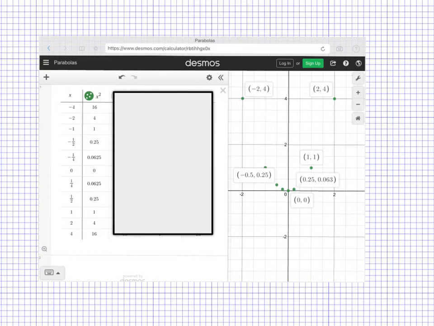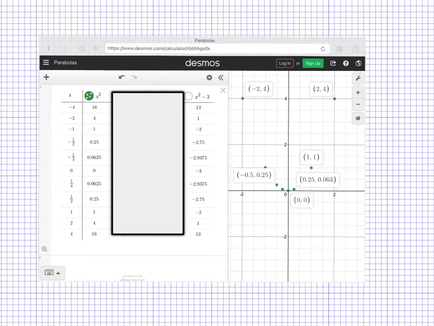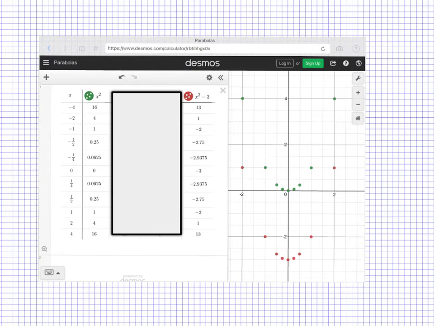So you might see this box here. I'm going to do this one. All right. So here is the red one, which is a collection of points where the input is the same, but the output has had 3 subtracted from it after it's been squared.